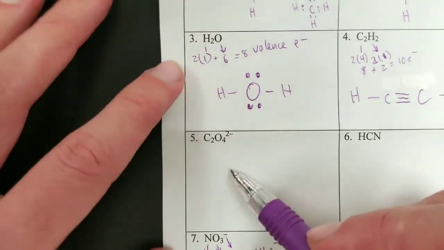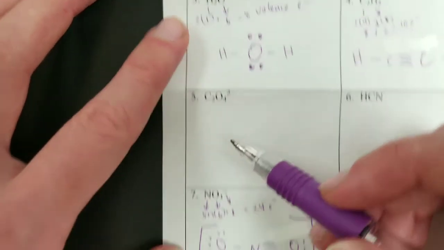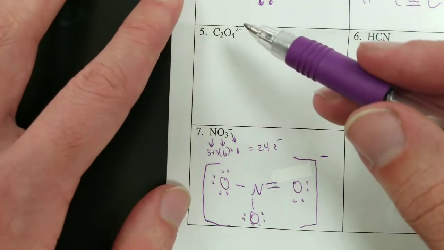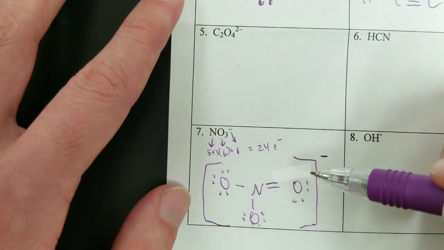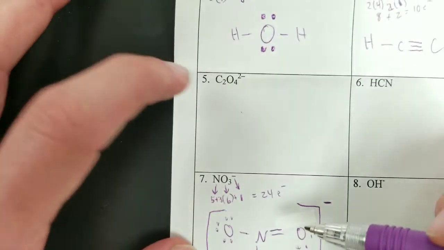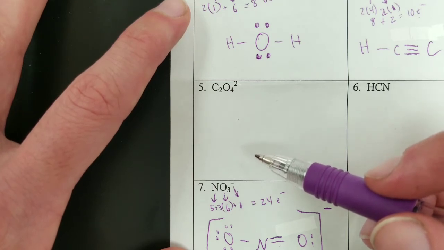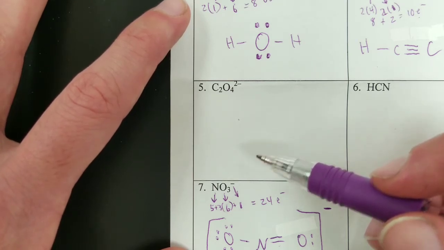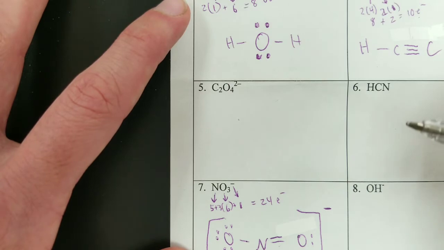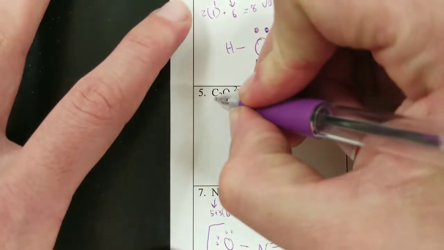I invite you, the viewer, to try this one out. This works in the same way. It's got a charge. You'll have to account for that in the electron numbers, and you have to add brackets and a charge. Try this one out, and then check in a little bit to see if I solved it the same way as you did. Pause the video now. Okay, let's see what you did.